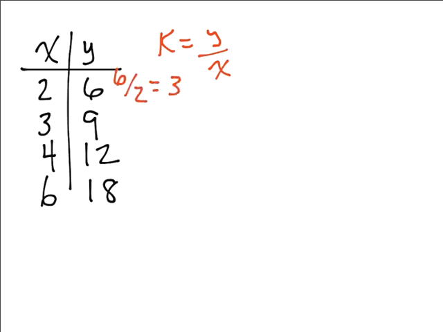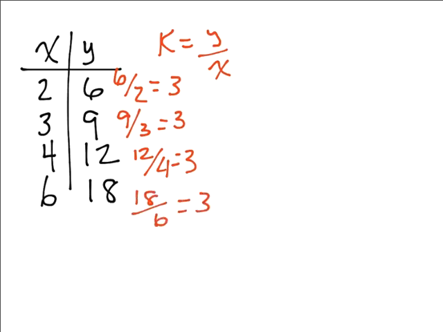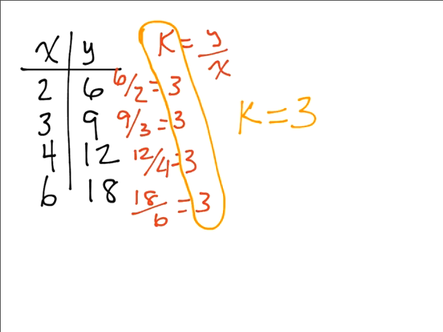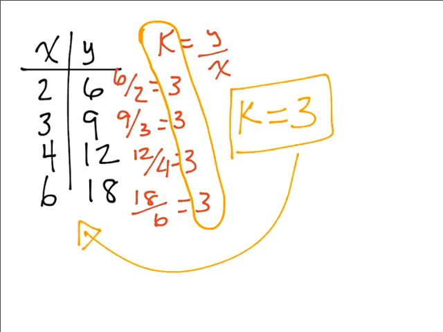6 over 2 is 3, 9 over 3 is 3, 12 over 4 is 3, and 18 over 6 is also 3. So what we have right here is the same number occurring in every single relationship, and that is what we call the constant. So here k equals 3, and that means that this relationship is a proportion.